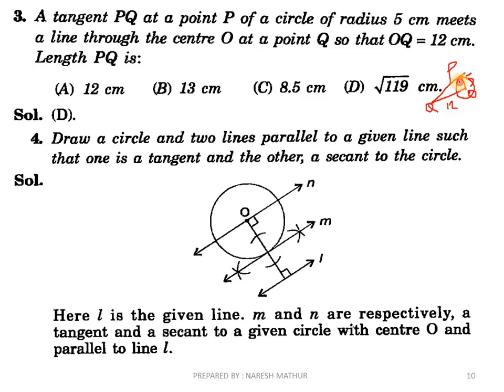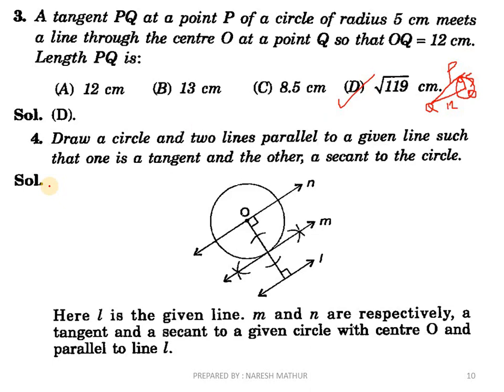Now see here, this angle is 90 degrees, then OQ will be the hypotenuse. So we can just find it by root of 12 square minus 5 square. So 144 minus 25. So root 119 is the right answer. Easy.